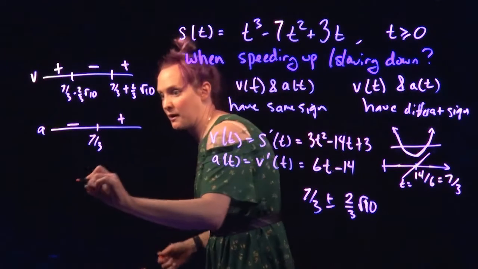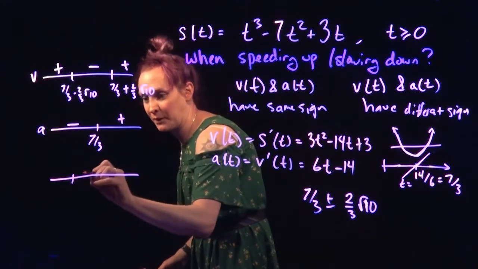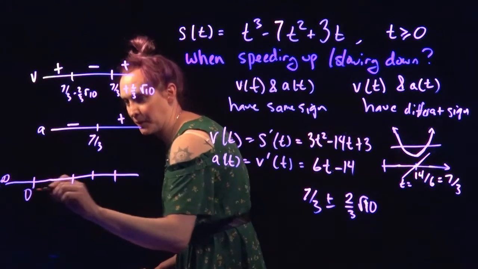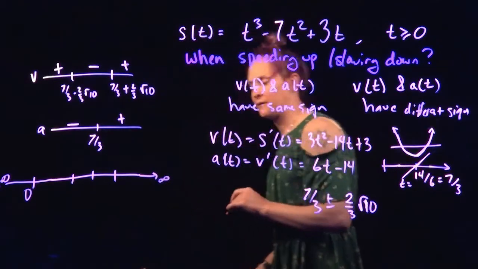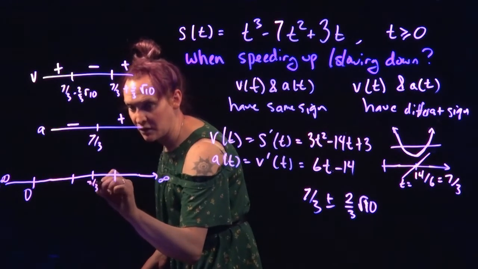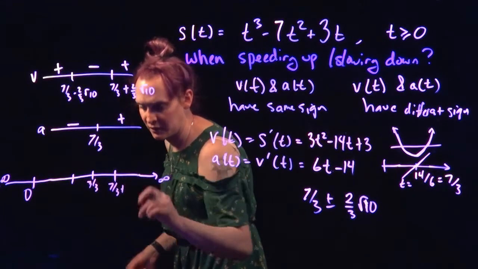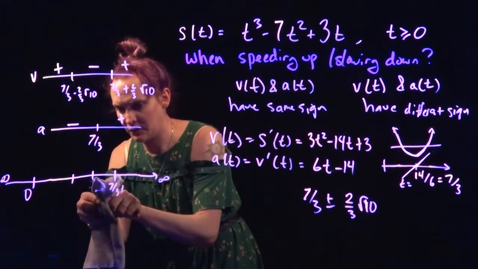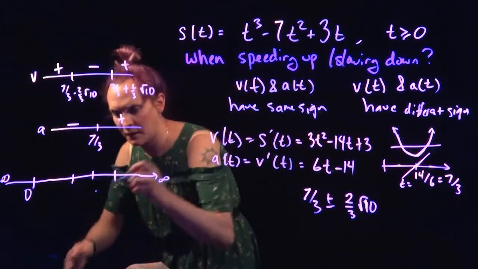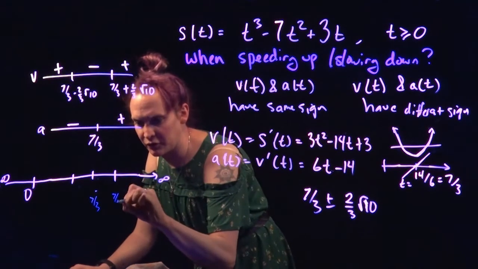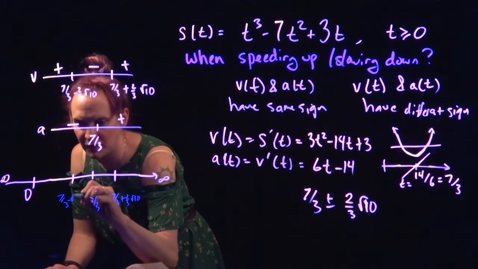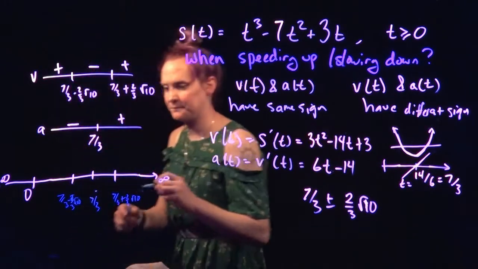So how about I put a third number line here with 3 tick marks. Minus infinity is all the way over there, but my experiment starts at time equals 0. Positive infinity is all the way over there. This is 7/3. I think I'm going to write with a finer pen. We know what those numbers are: 7/3 plus 2/3 of root 10, 7/3 minus 2/3 of root 10.